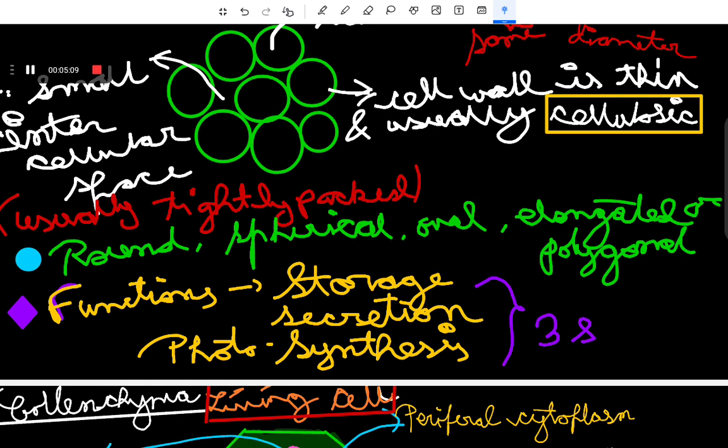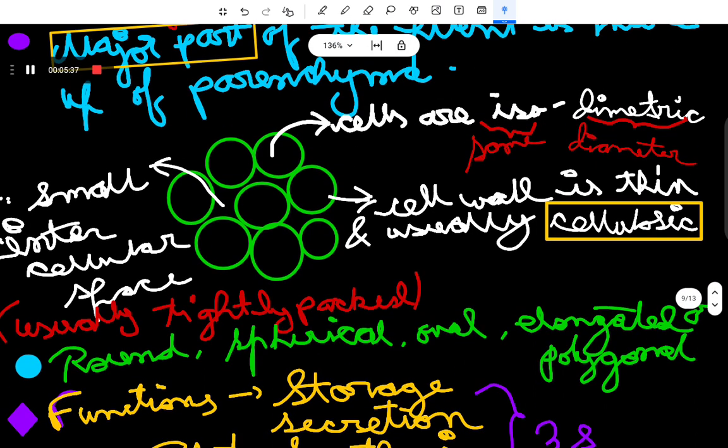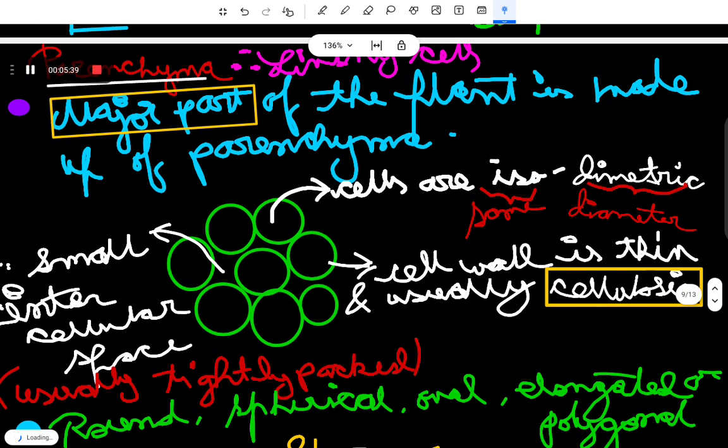Now, what are their functions? You can remember their function as 3S. What are the 3S? First one is storage, secretion, then synthesis. Synthesis means photosynthesis or synthesis of food. Let's recap: the functions are storage, secretion and synthesis.